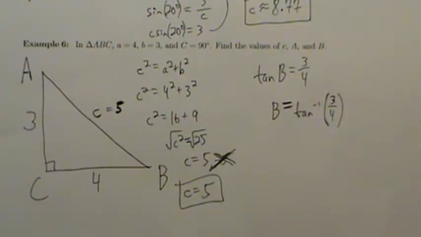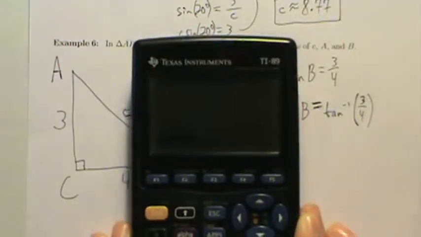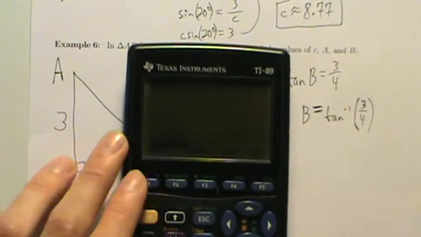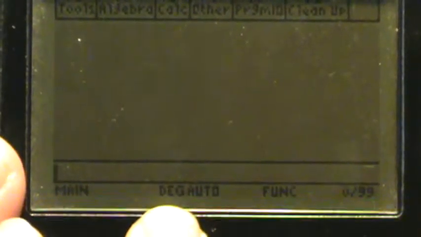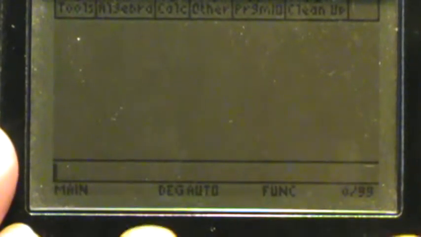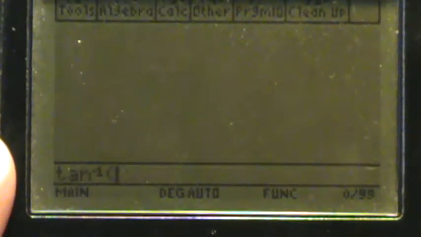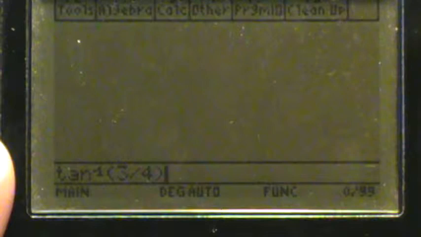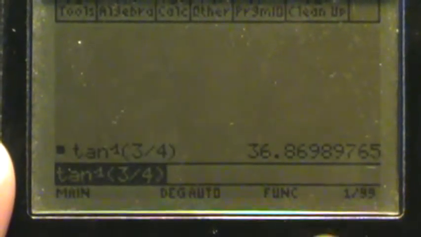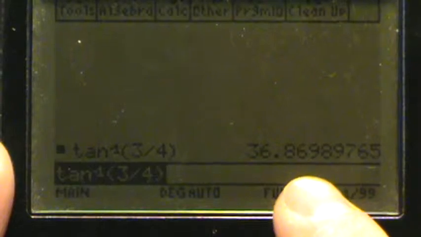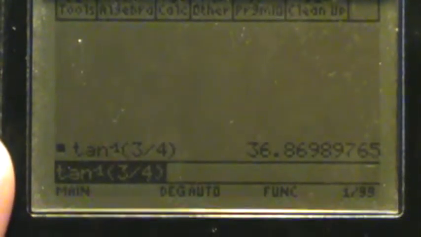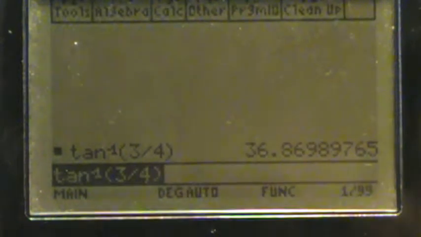Okay, anyway, those are some details of why it's okay to do that. Let's zoom in here and see what that is. So we want the inverse tangent of 3 over 4. Make sure that we're in degree mode, because for angle B we want the answer in degrees, since we're talking about angles in a triangle. Also, angle C was given to us in degrees, so we should answer in degrees. So we want the inverse tangent of 3 over 4, and that's approximately 36.87. We'll just round to the second decimal place. So 36.87 degrees approximately.